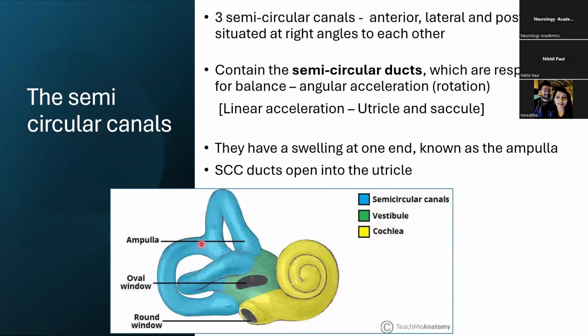This part, the common crus, is important because that is where we try to dislodge all this calcium carbonate debris in BPPV. So knowing this anatomy is important.